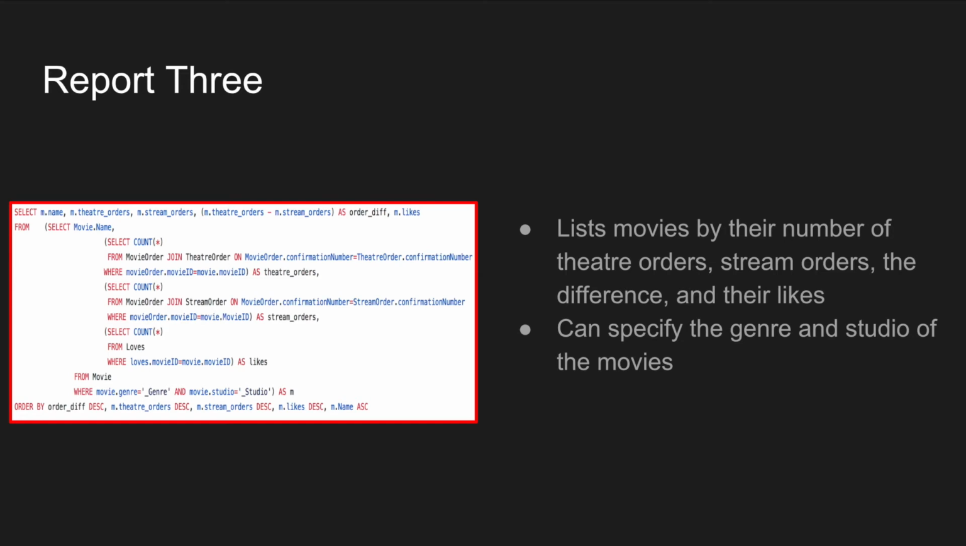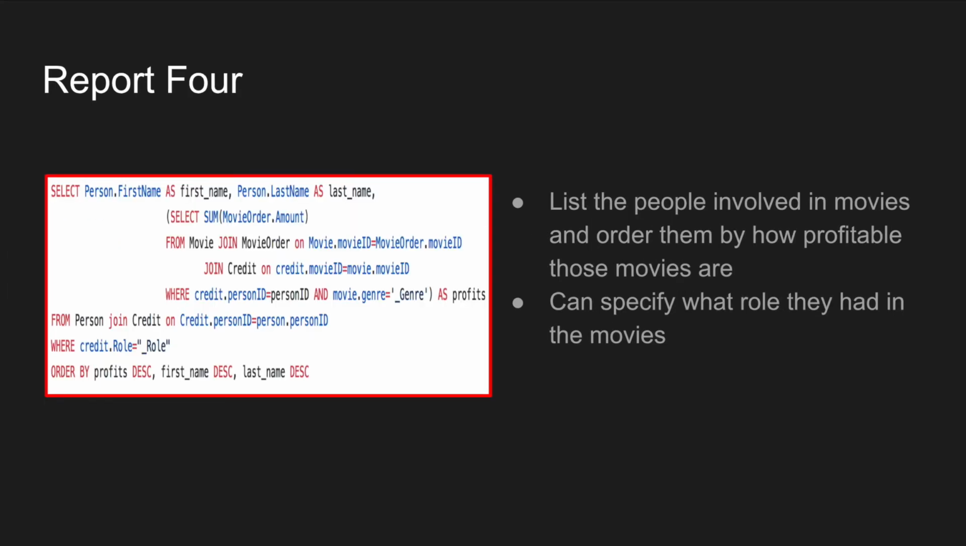This third report lists movies by the number of theater orders and stream orders and the difference between those orders and also their likes. And you can specify the genre and studio of the movies that you're searching for. And this report is very useful for seeing what kind of movies do well in theaters versus what kind of movies do well on streaming services, and if there's a difference between those movies and how much they're liked.